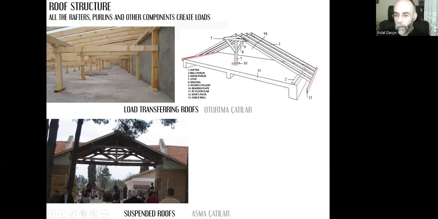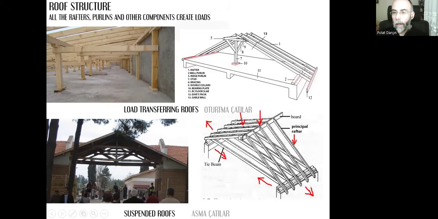In Turkish, we call it asma çatı. And in order to create this suspended roof, we need a truss. This is called a truss. The simplest truss is a triangular combination framework made out of pieces. These pieces can be created out of timber or steel, something like that.